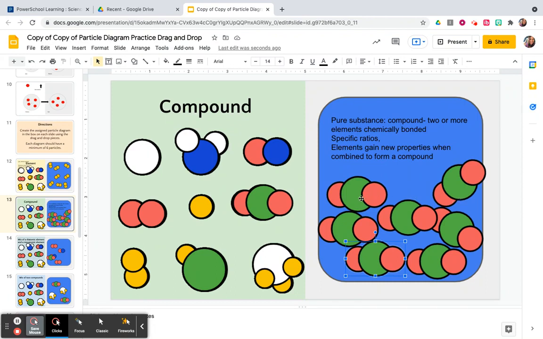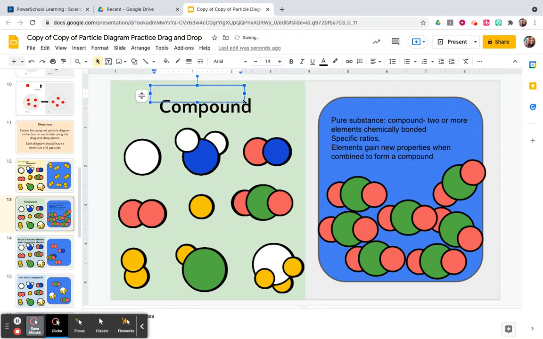Now, the specific ratio, look at each one of these. It's GR2. One green, two reds. So GR2, GR2, GR2, GR2. Now, there is no green element and no red element. I'm just giving you how those chemical formulas would look. So now I'm going to come over here. I'm going to tell you what we got going on.